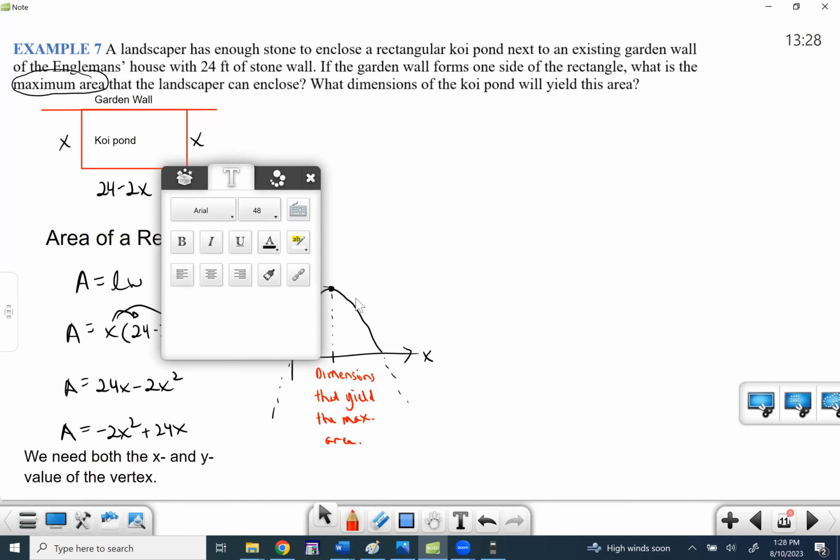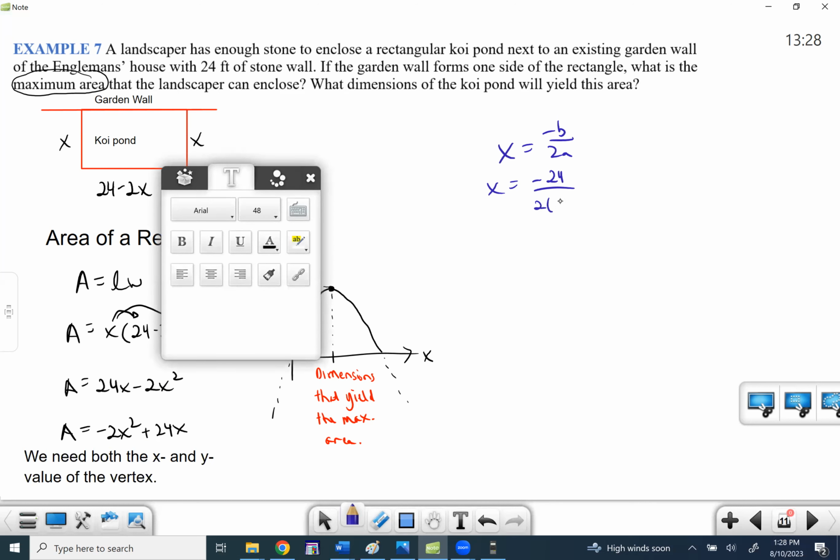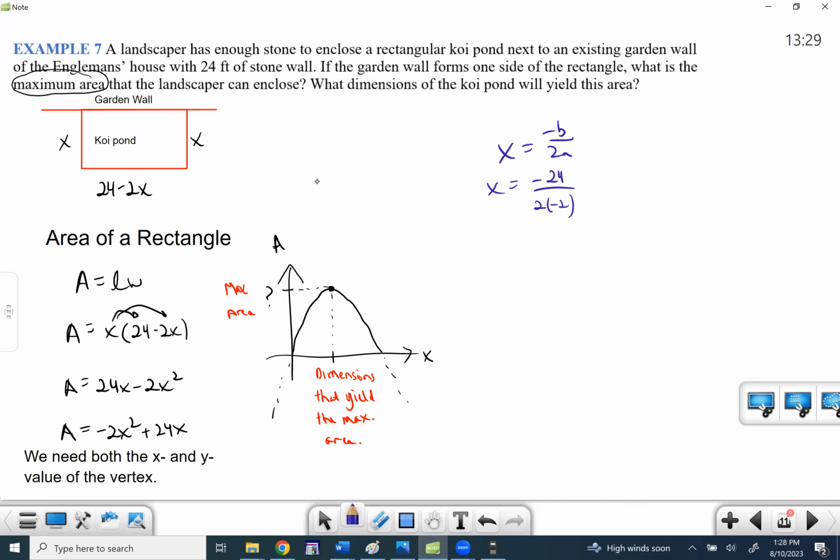All right, so let's go ahead and use the vertex formula. X equals negative b over 2a, right? B in our case is going to be 24. It's a good thing we rewrote it so we don't use the wrong a and b. And a would be negative 2, right? Oops. So 2 times negative 2. So that's going to get us negative 24 over negative 4. 6.